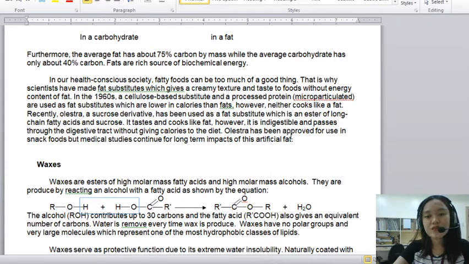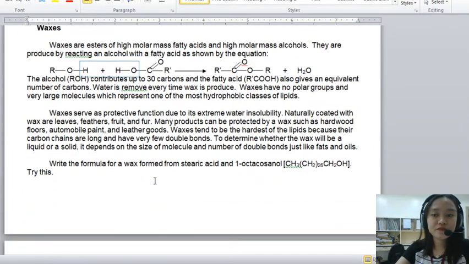So, olestra has been approved for use in snack foods but still, hanggang ngayon, tinitingnan pa rin sa studies if meron ba siyang negative effect if you will use it in the long term as an artificial fat.